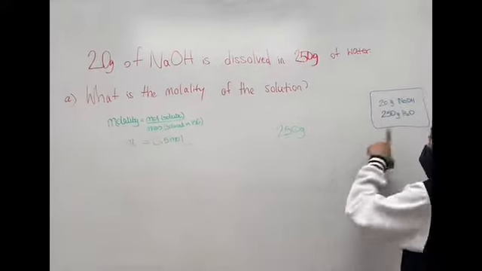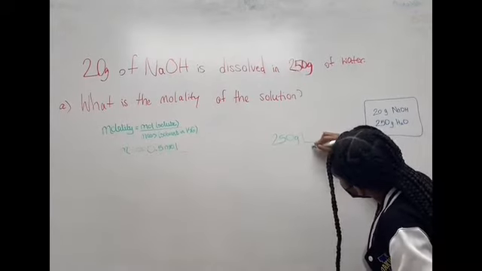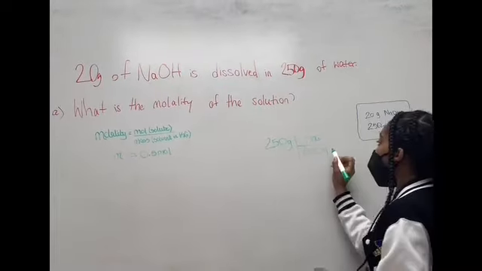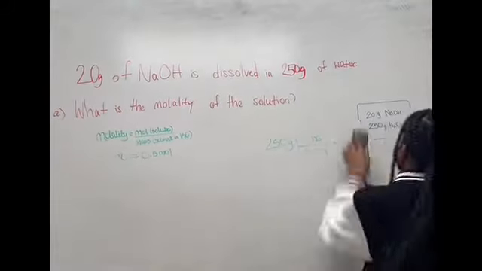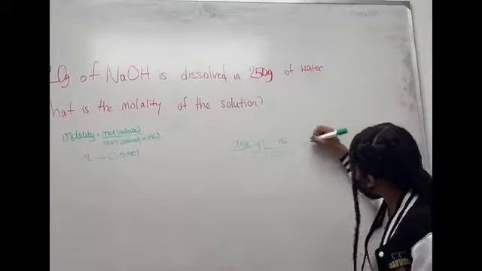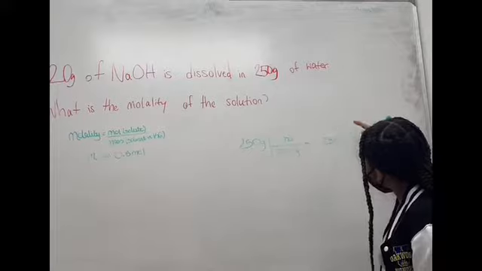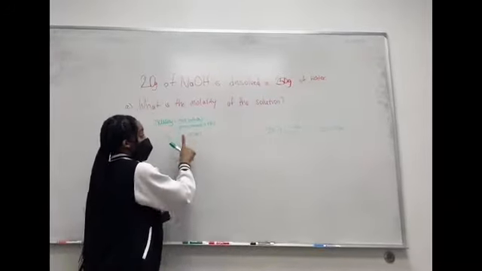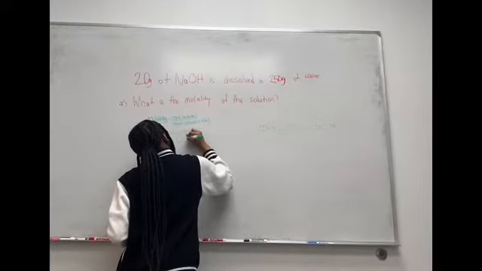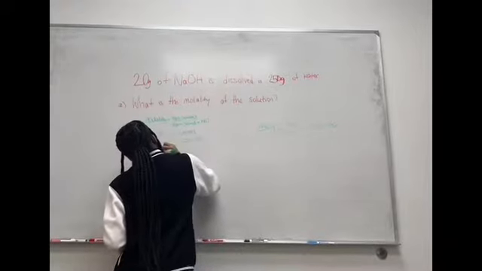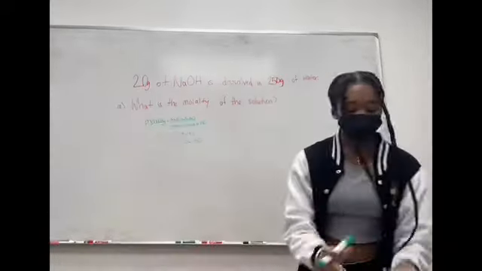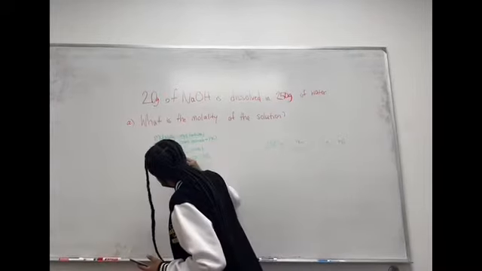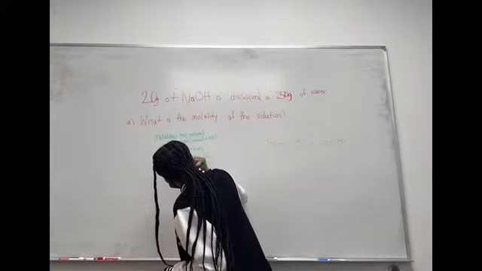We'll convert 250 grams of water by dividing this by 1,000. And here you can see that our units cancel out, and thus we can get 0.250 kilograms. Now, we're going to come over here and substitute that into our equation. Kilograms. And then, once we plug that into our calculator, we're going to get a molality of 2 molal.